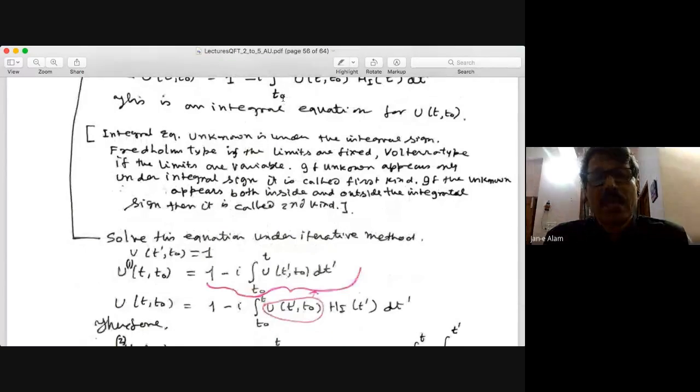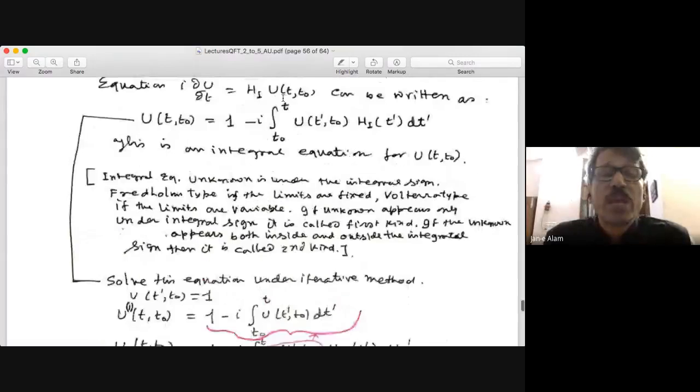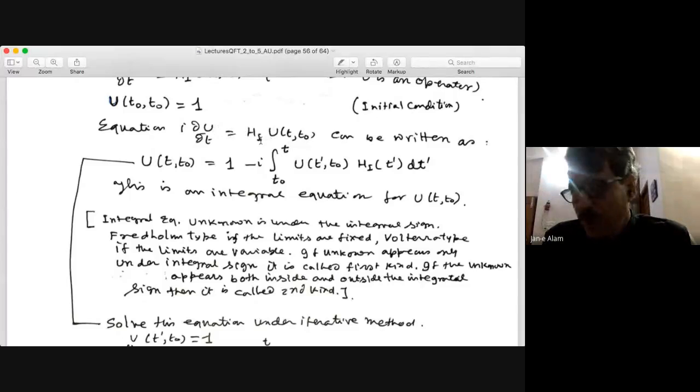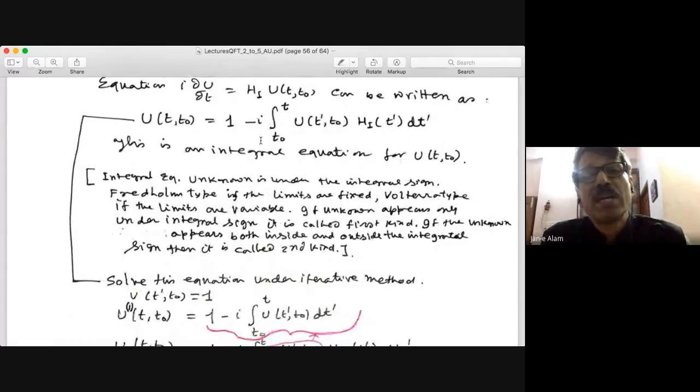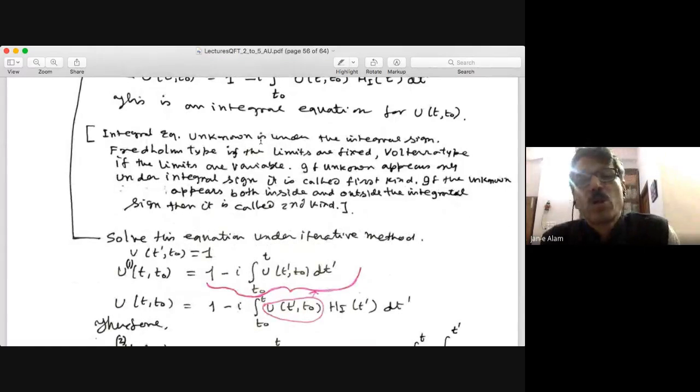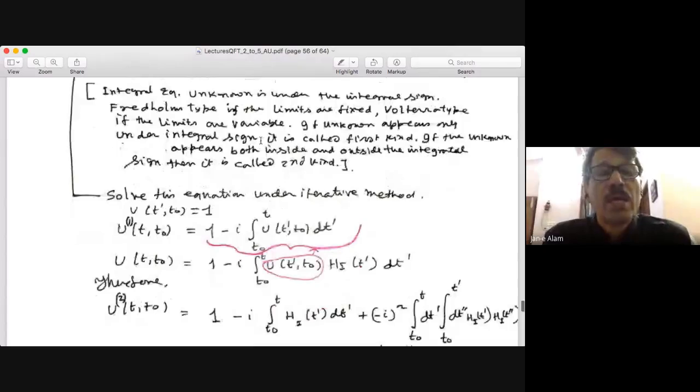Okay, and there are standard techniques to solve this, but one should be a little careful here, because we are not dealing with simple functions. Both U and H are operators. This is a very important thing to remember. You should be careful, because operators will normally not commute. So while solving that, you have to be careful. Now you can solve this equation by the method of iteration.